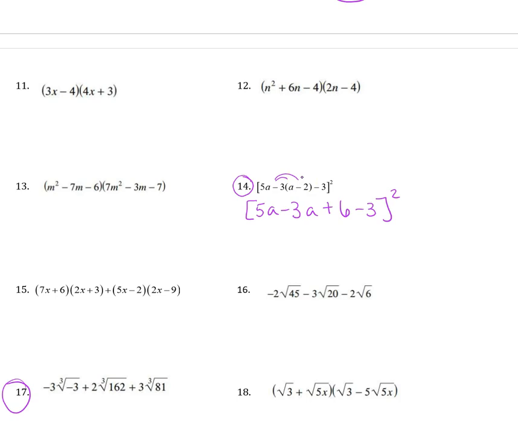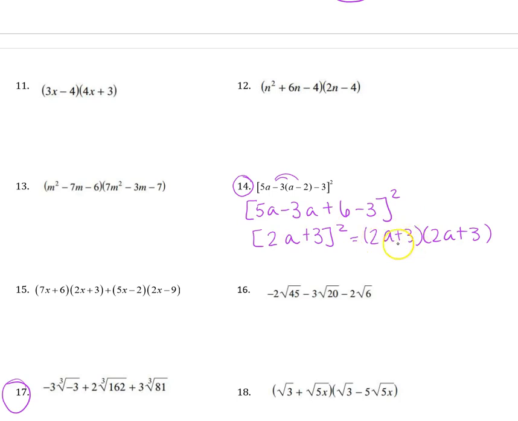Okay, from there I'm going to combine some like terms. So I've got 5 minus 3a, that gives me 2a, and 6 minus 3 gives me 3. So this is still all being squared. From here, this is the same thing as saying, and I'll just use regular parentheses now, 2a plus 3 times 2a plus 3. So don't distribute that exponent. That is not what you do when there's a sum. That's only if it's a power to a product. This is times itself twice.